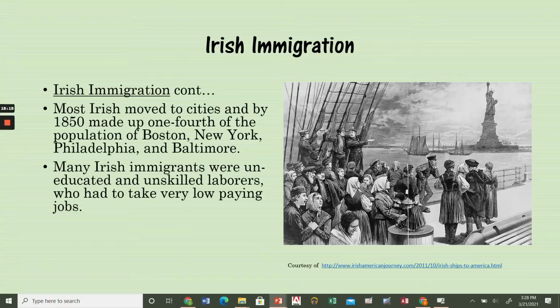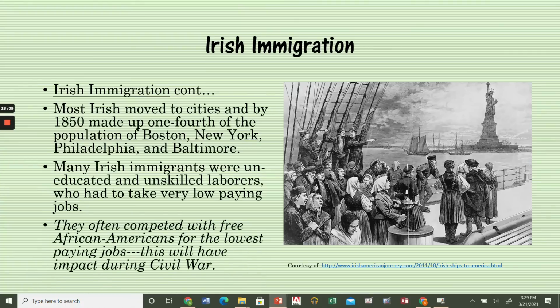Now, many of the Irish immigrants who were coming were uneducated and unskilled laborers. Right? They'd probably been working on potato farms or things like that, and so they didn't necessarily have specialized skills, and so they were often forced to take very, very low-paying jobs. And in the North, they'd often compete with free African Americans for the lowest-paying jobs.